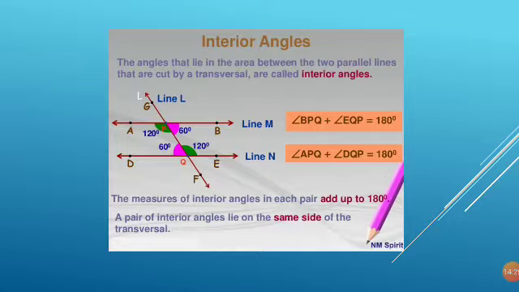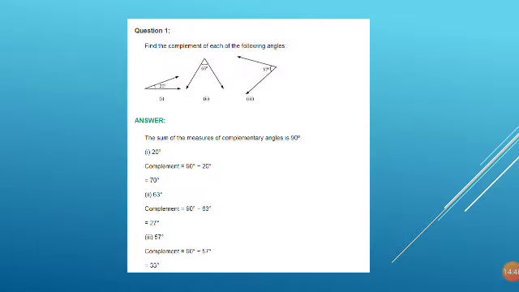EQP. So adding the angles, 120 degrees plus 60 degrees is 180 degrees. The measures of interior angles in each pair add up to 180 degrees. A pair of interior angles lie on the same side of a transversal.